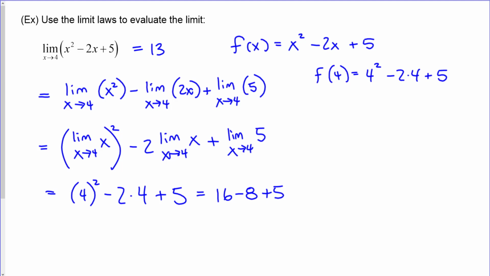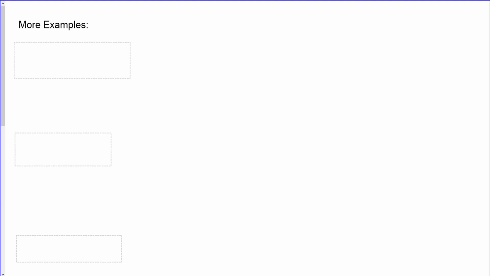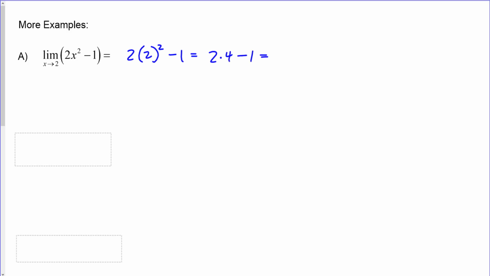Let's try some additional examples. First off, the limit as x approaches 2 of 2x squared minus 1. 2x squared minus 1 is a continuous polynomial function. If I just evaluate 2 times 2 squared minus 1, that's going to be 2 times 4 minus 1. 2 times 4 is 8. 8 minus 1 is 7. I've got a real number. I'm done. That's the value of the limit.